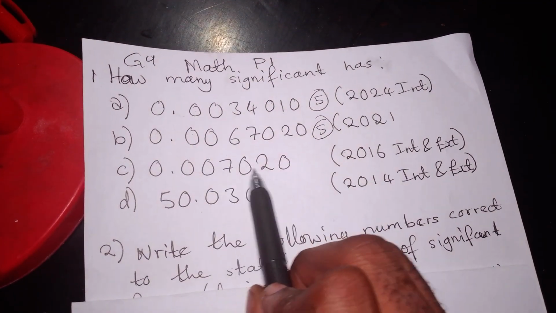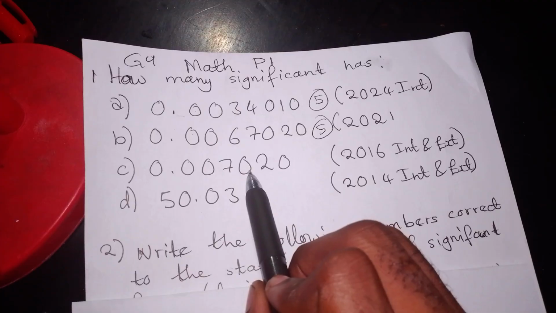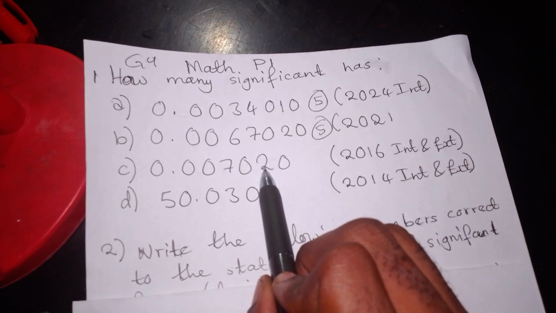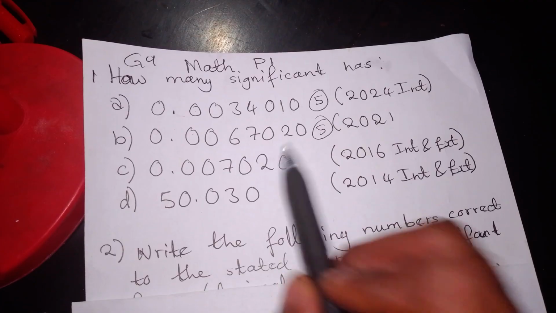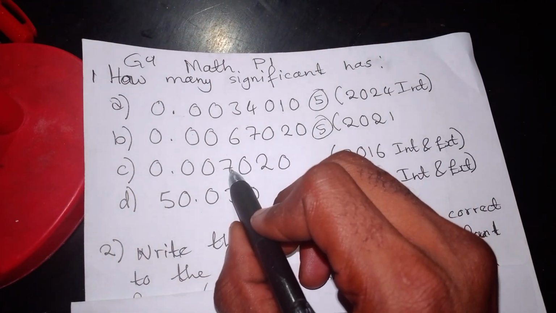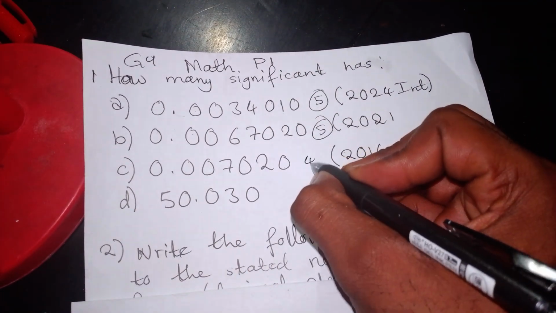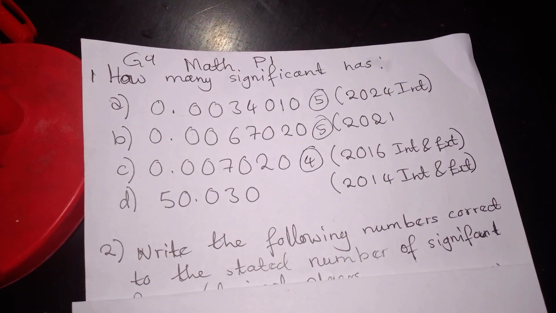Here we have 1, 2, 3, 4, because the zeros between significant figures are also significant, and the last 0 is equally significant. So we have 1, 2, 3, 4. So we have 4 significant figures here.